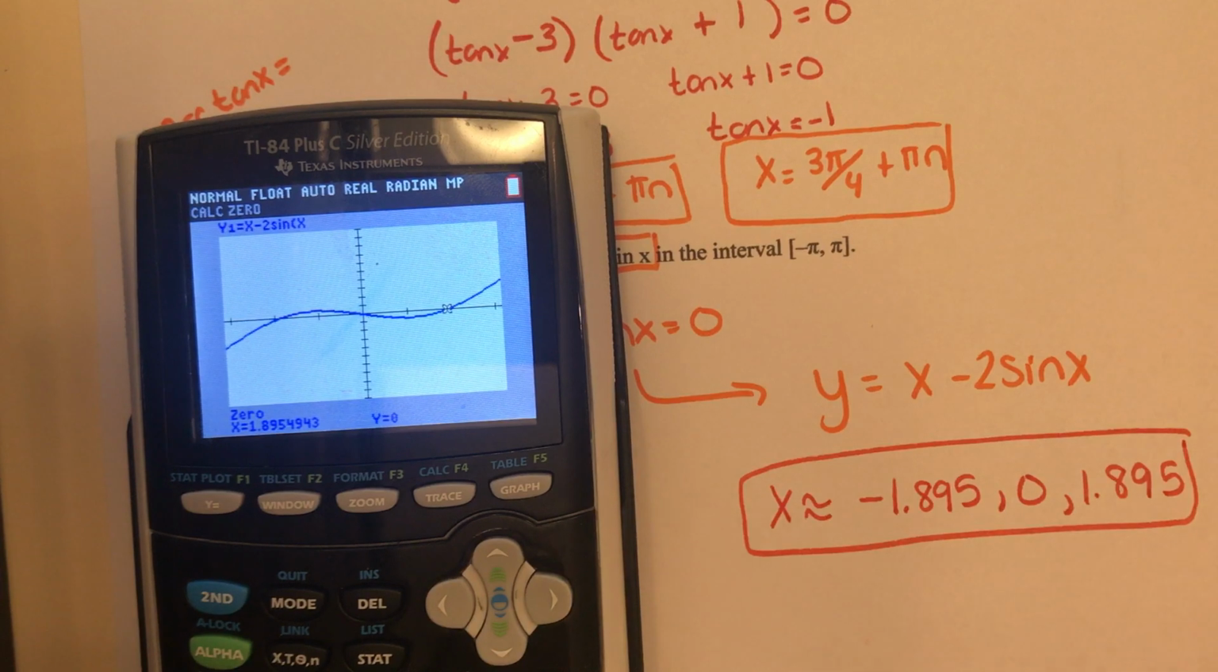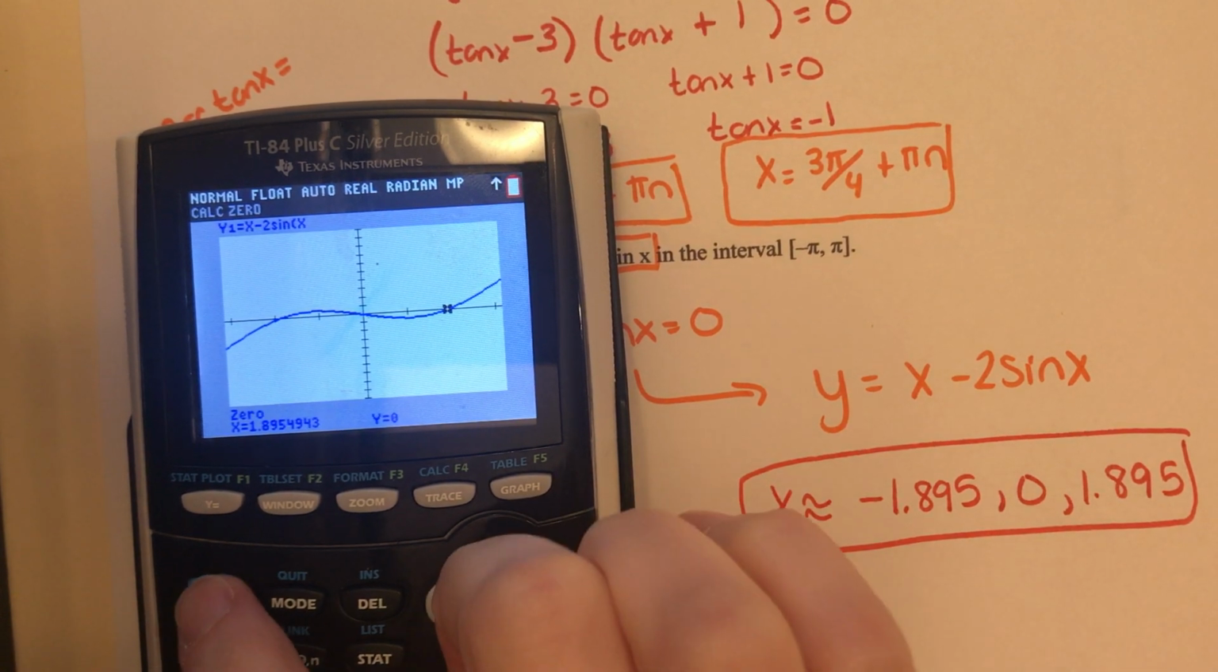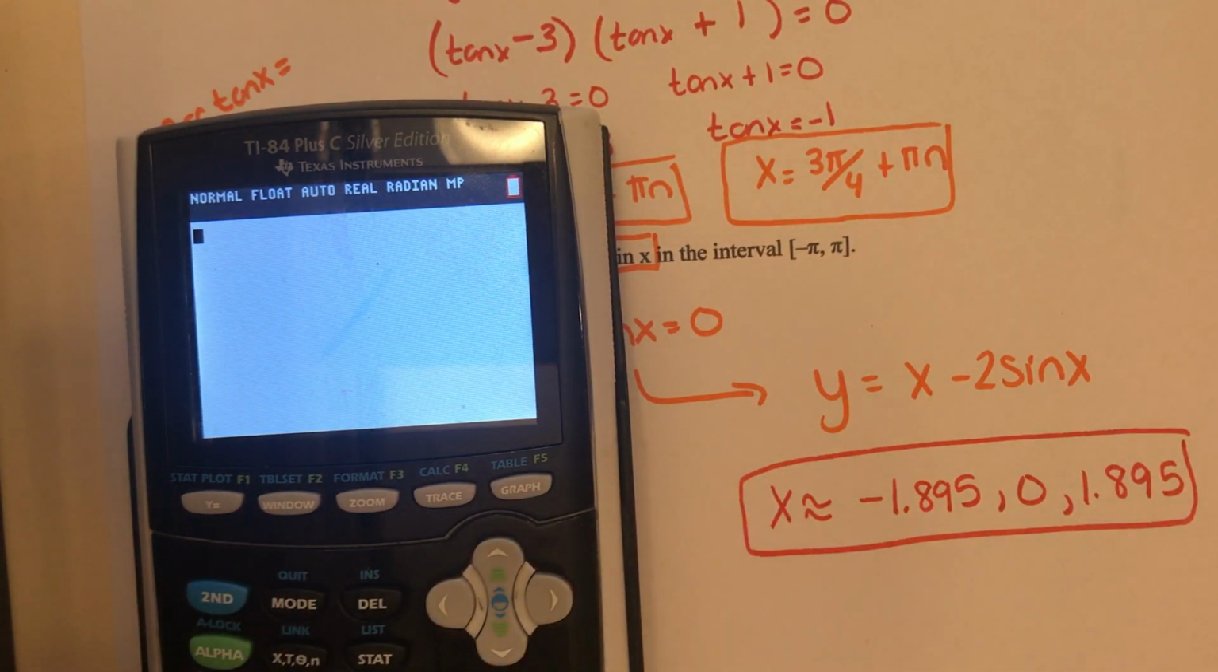So if ever it says approximate, that means you can use your calculator and you can get a decimal answer instead of using the unit circle. But you want to make sure you're careful about that. It has to say approximate for you to be able to do that. Okay, so that concludes our last lesson of solving trig equations.